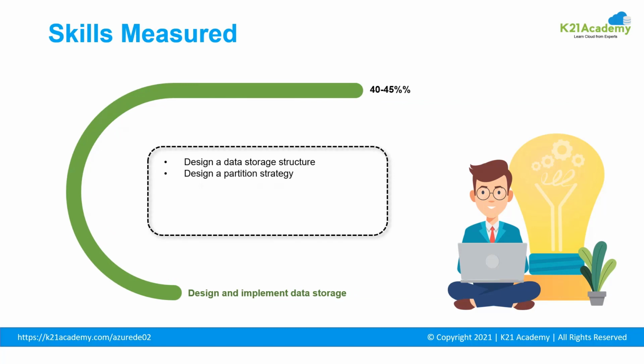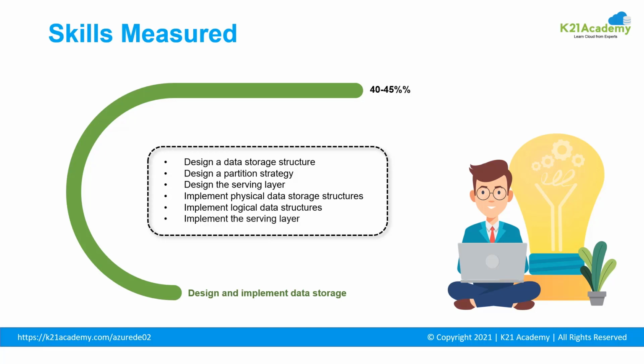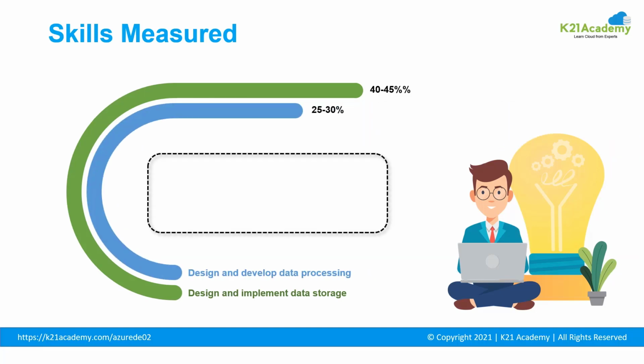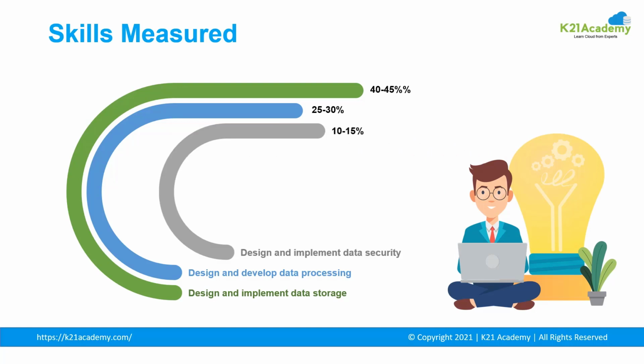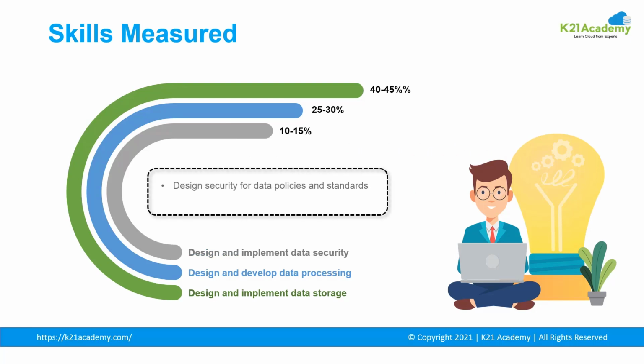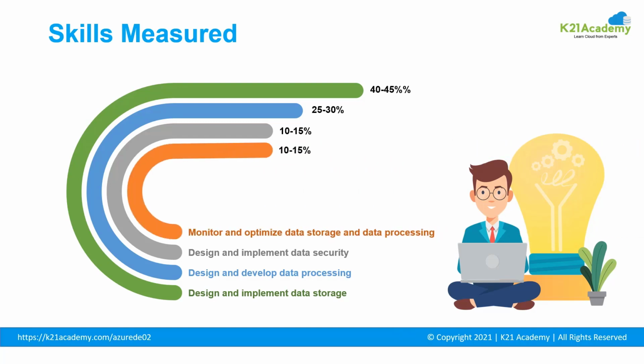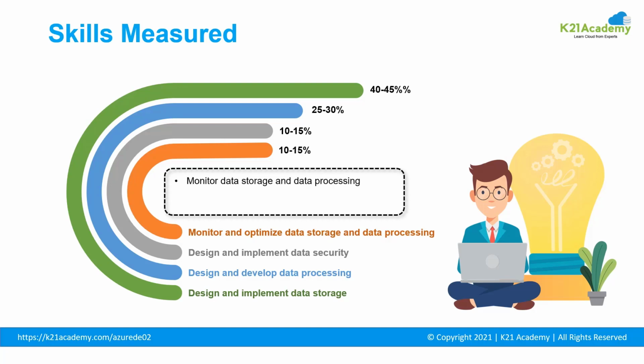So the topics under the design and implement data storage section are design a data storage structure, design a partition strategy, design the serving layer, implement physical data storage structures, implement logical data structures, implement the serving layer. The topics under design and develop data processing are ingest and transform data, design and develop a batch processing solution, design and develop a stream processing solution, manage batches and pipelines. The topics under design and implement data security are design security for data policies and standards, implement data security. The topics under monitor and optimize data storage and data processing are monitor data storage and data processing, optimize and troubleshoot data storage and data processing.